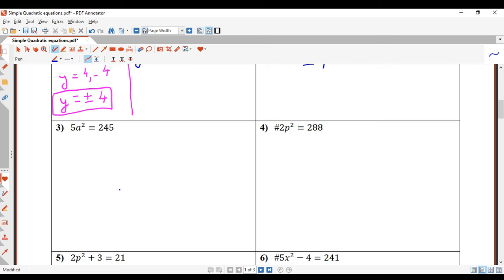Okay, let's have a look at another one. Now, we've got 5a squared is equal to 245. So let's just write the question down again so we can write on top of it. We're going to solve these like we normally do. We want to get the a by itself, if you like. So the first thing we're going to do is divide by 5.